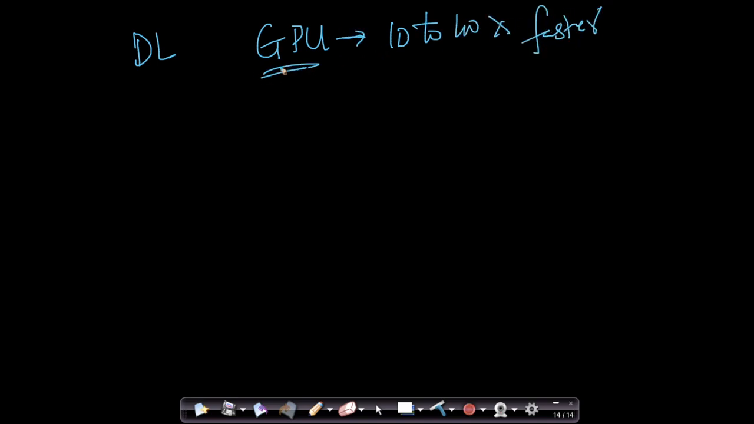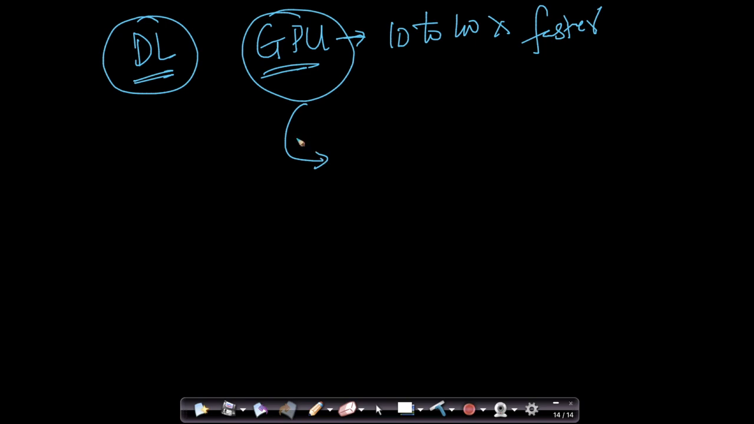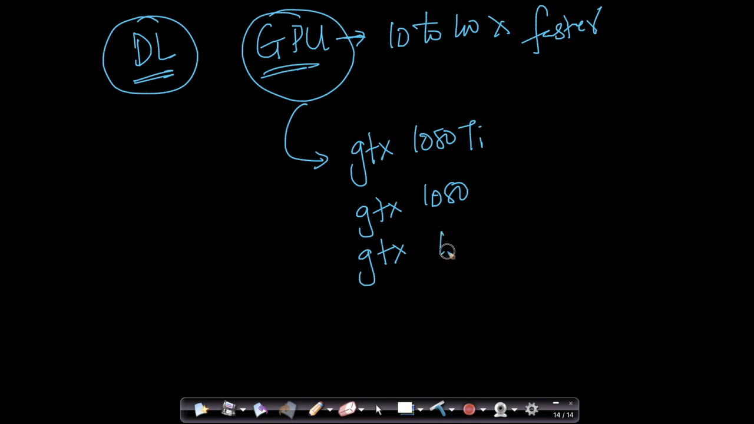They tend to be really, really fast. Okay, and those of you who may wonder, do I really need to buy a GPU now to do deep learning? If you have the financial resources, these are some of the most popular GPUs. There is something called GTX 1080 Ti, GTX 1080. All these are NVIDIA GPUs.